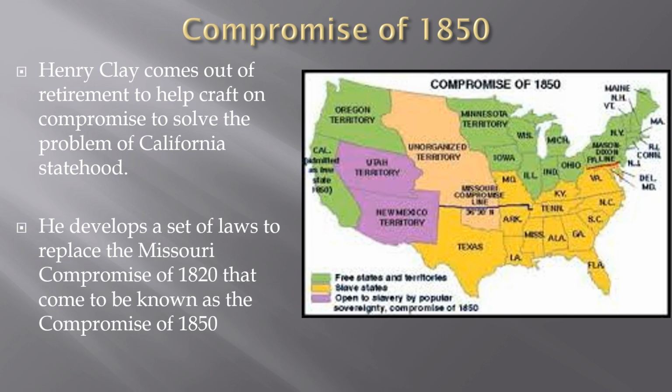In order to figure out a solution to this problem, Henry Clay, the man who developed the Compromise of 1820, who ran for president all those times and always lost, he's going to come out of retirement to help craft a compromise. So he's going to get elected into the Senate, and he's going to try and figure out a way to mend the fences between the northern and southern states, and he's going to help develop a set of laws that are going to replace the Missouri Compromise. This set of laws is going to be known as the Compromise of 1850.